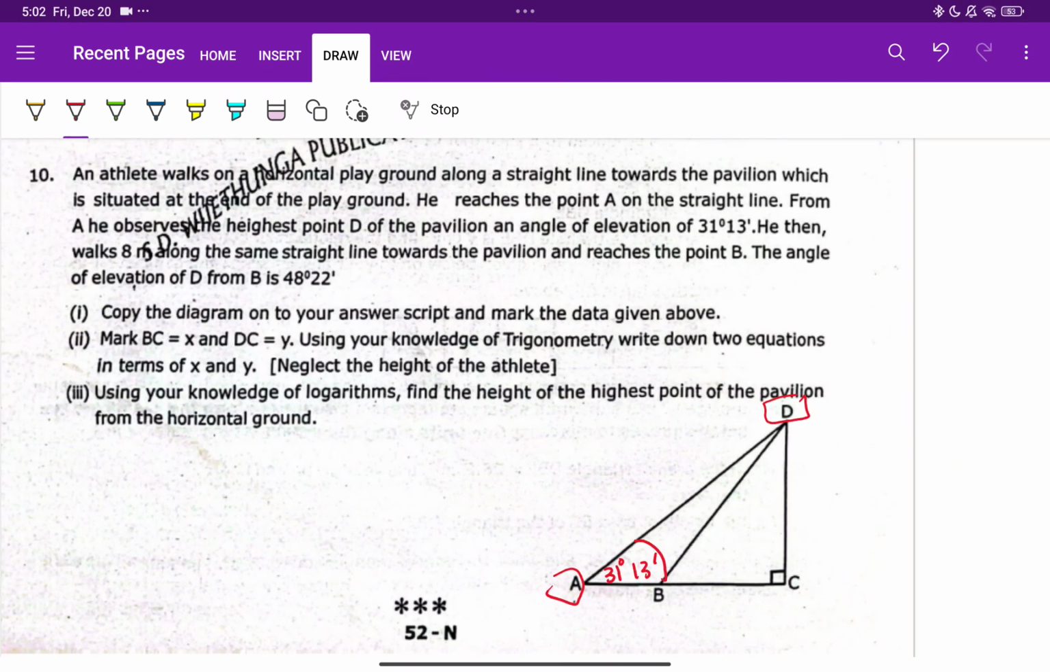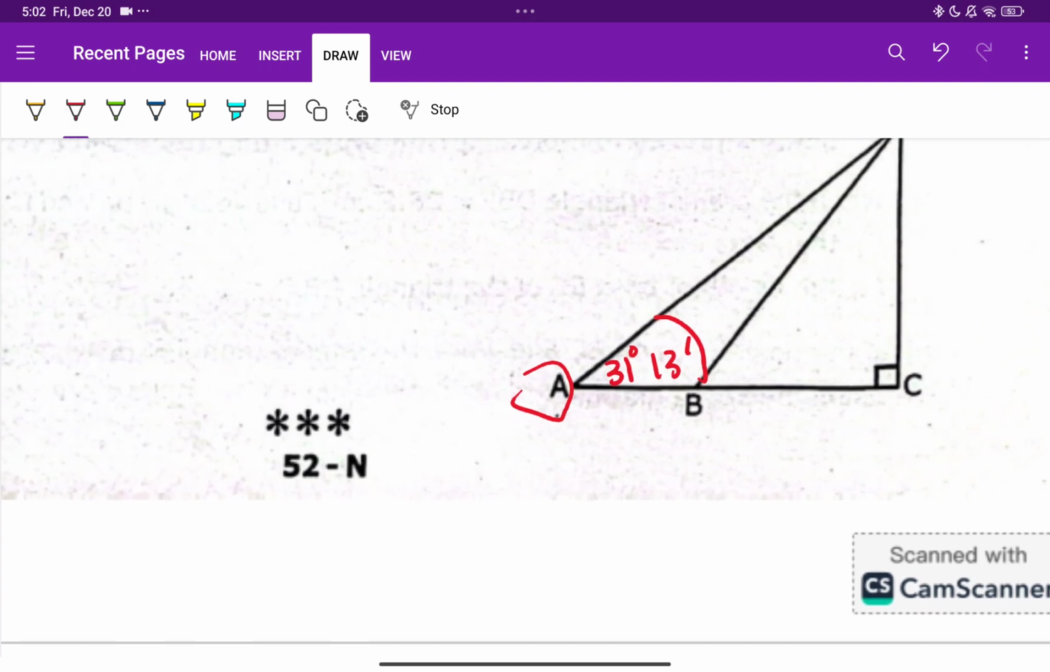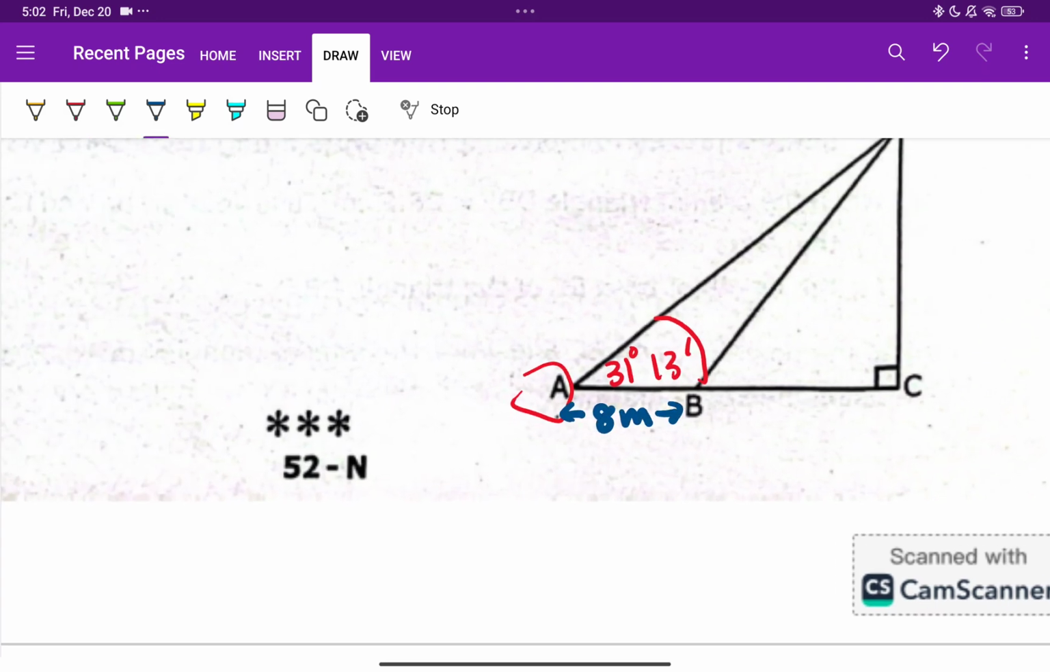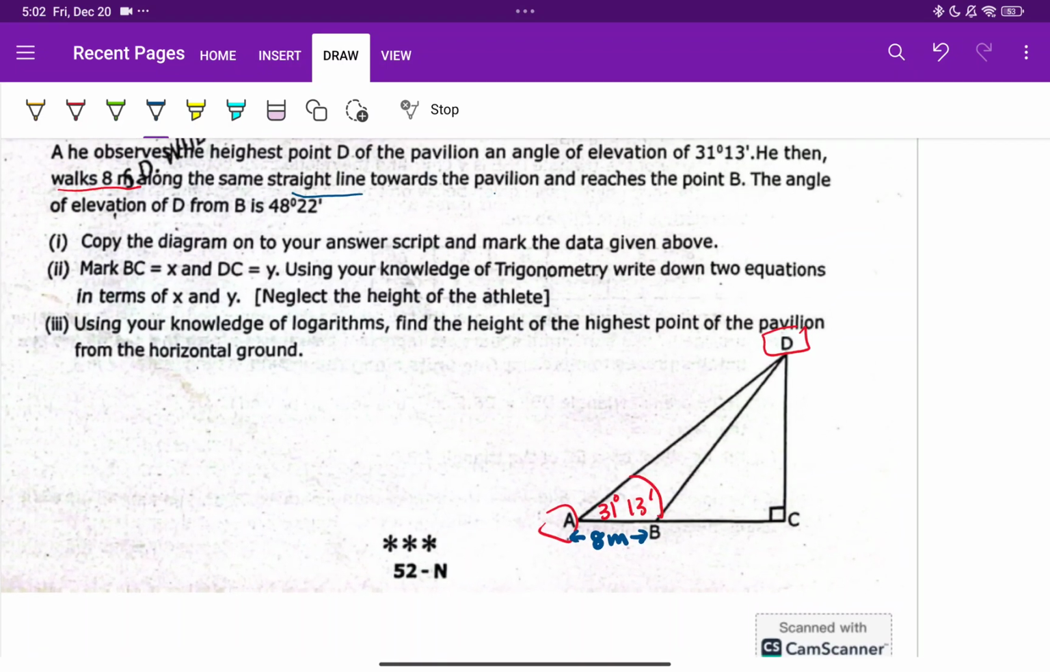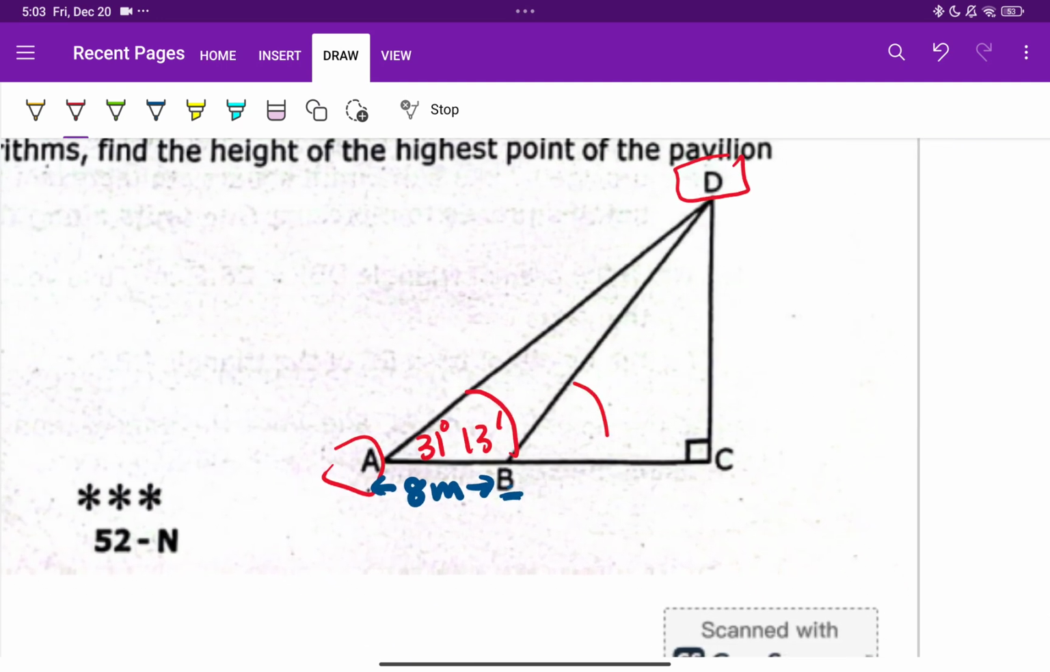And then he walks 8 meters along the same straight line, which means the distance between A and B should be 8 meters, towards the pavilion and reaches point B. So now he is at B. The angle of elevation of D from B is 48 degrees and 22 minutes.